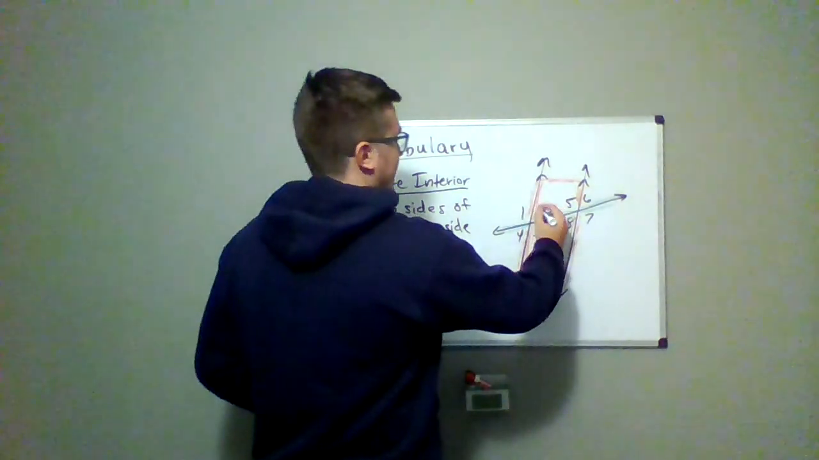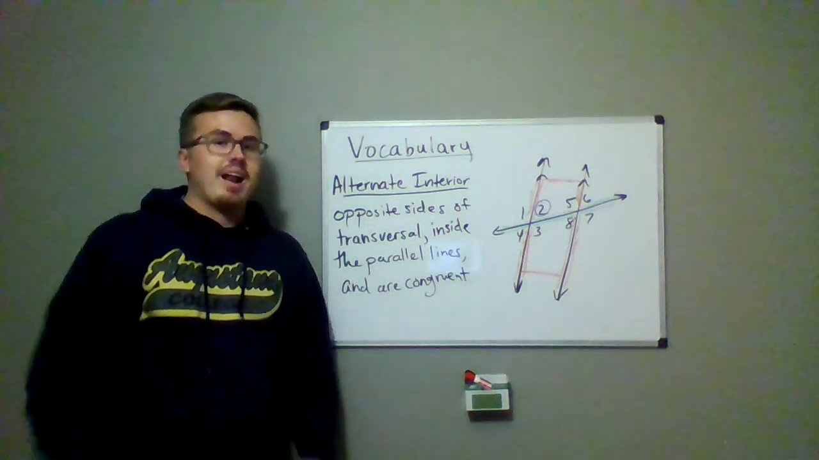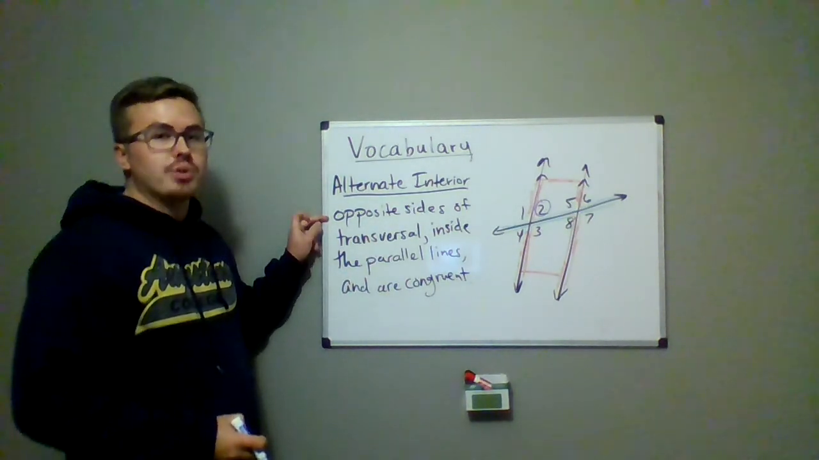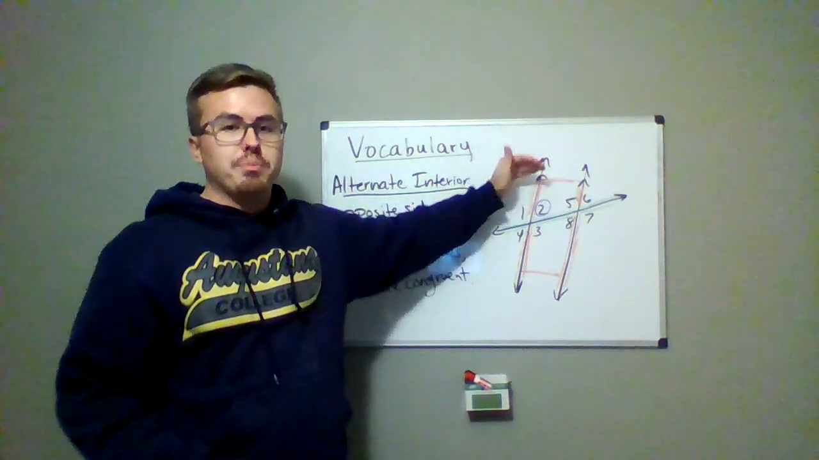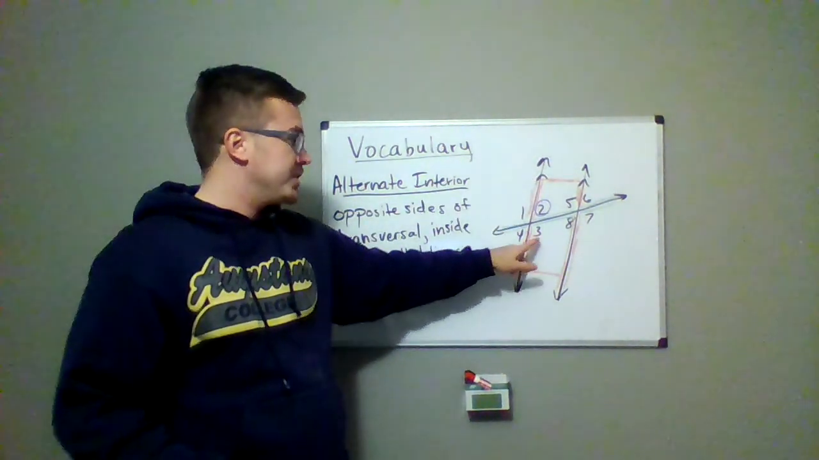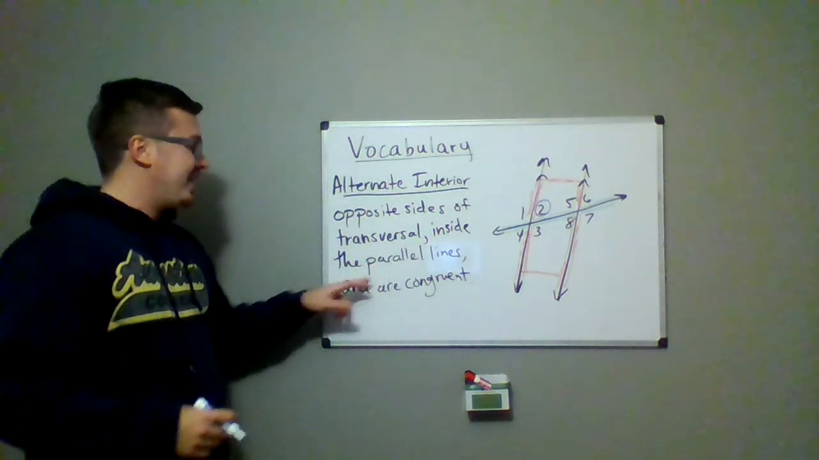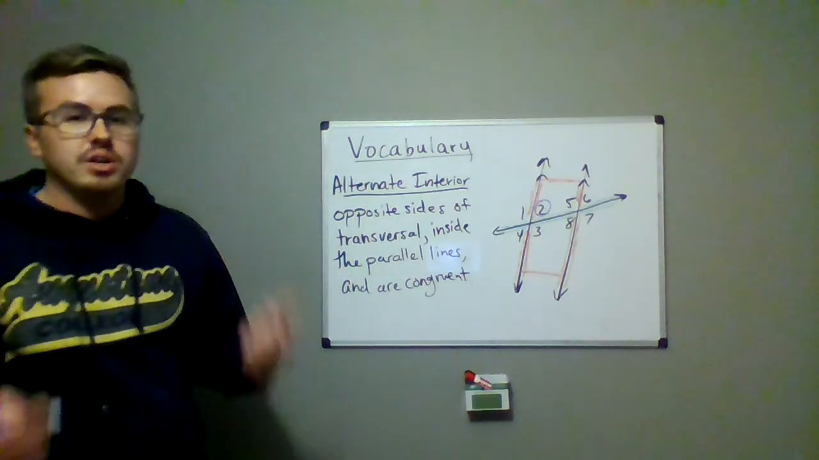So if I choose angle 2, if I look at angle 2, now I got to decide, okay, what angle is on the opposite side of that transversal? So 2 is above the transversal. So I'm picking an angle below the transversal. So it's either going to be 3 or 8. And then it's got to be inside the parallel lines. Good. So it's got to be 3 or 8. And then it's got to be congruent.